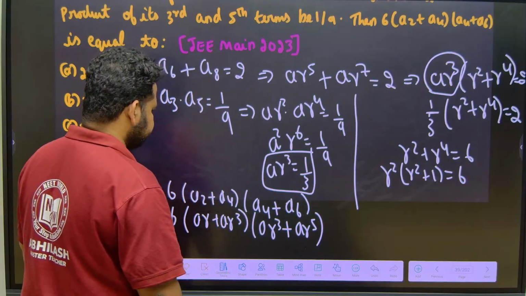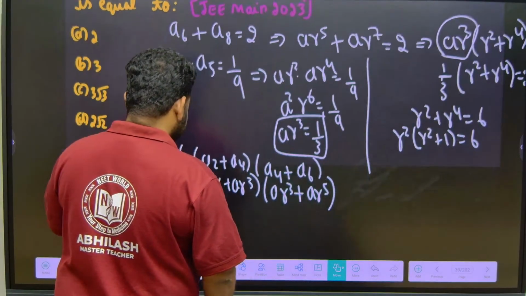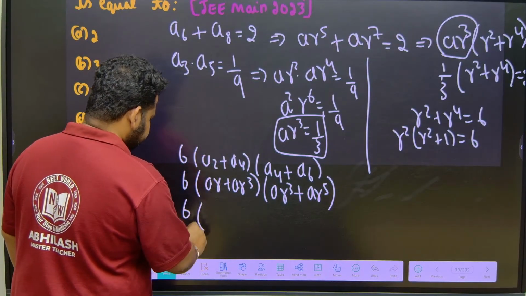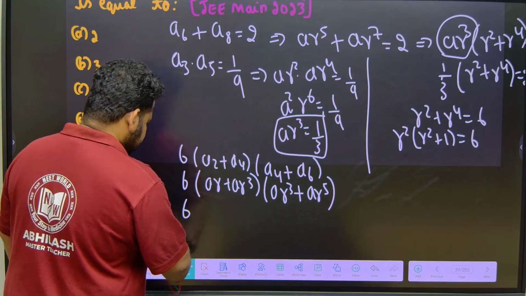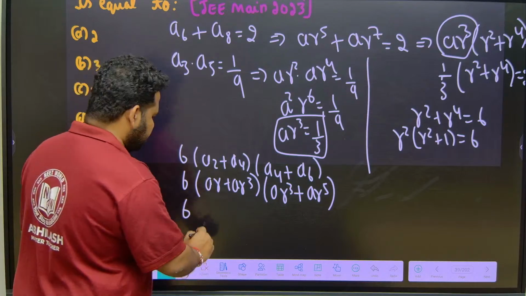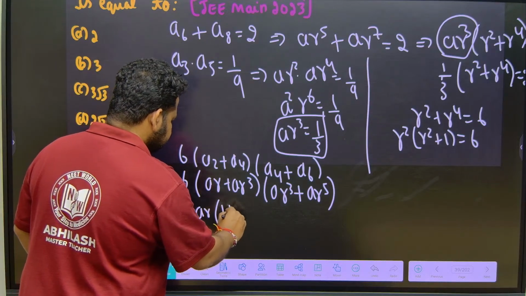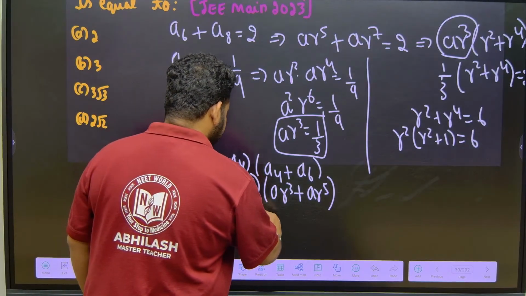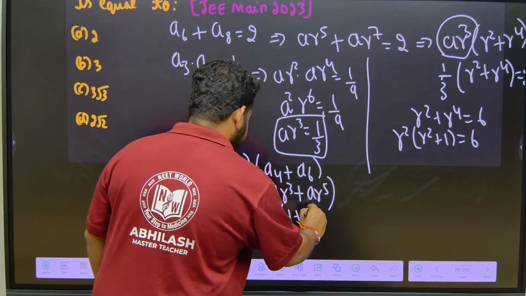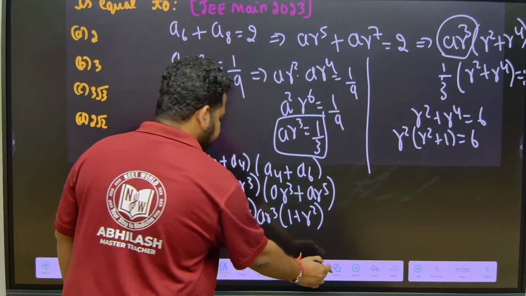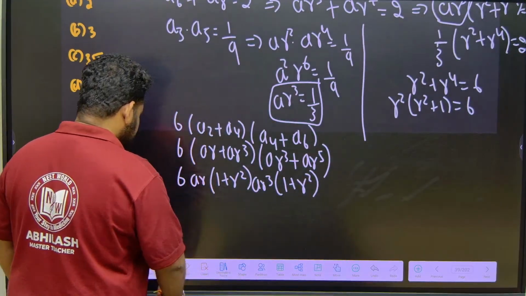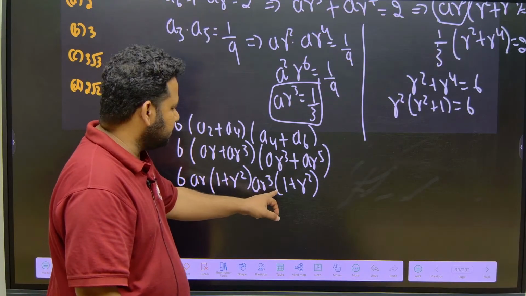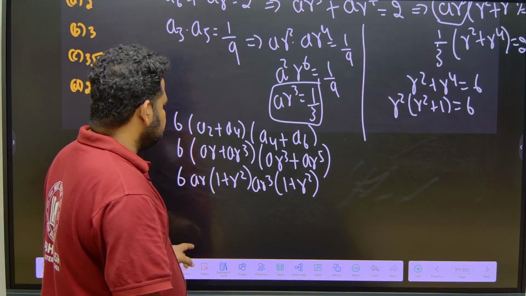Now here I can take 6 into, if I take A r common, this will become 1 plus r square. And if I take A r cube common, this will become 1 plus r square. A r I have taken common, this will become 1 plus r square. A r cube I have taken common, this will become 1 plus r square. So this is nothing but what?